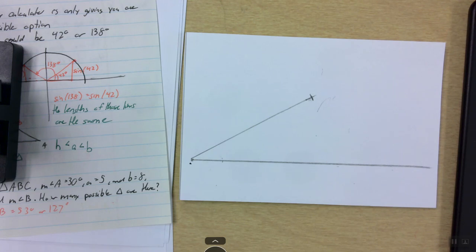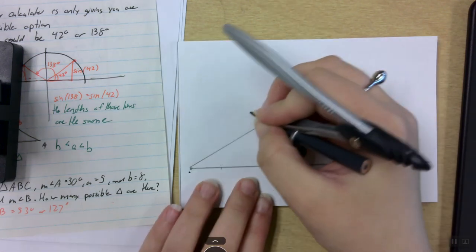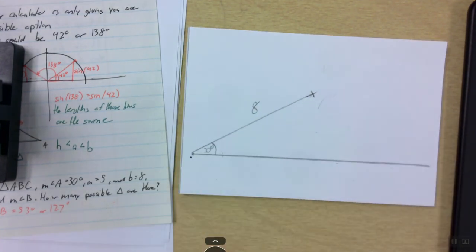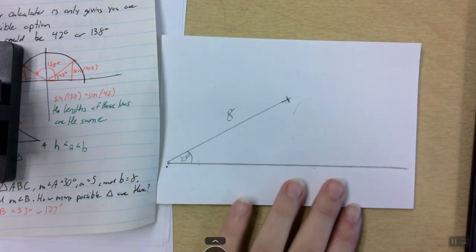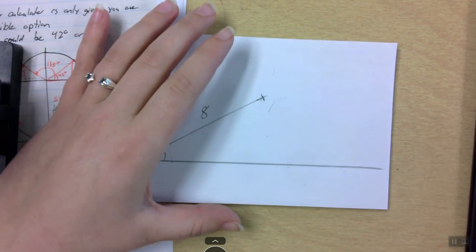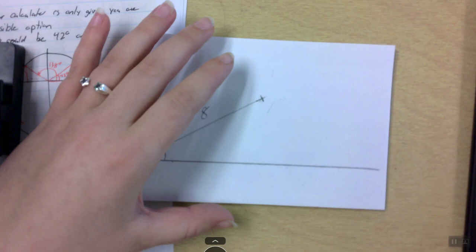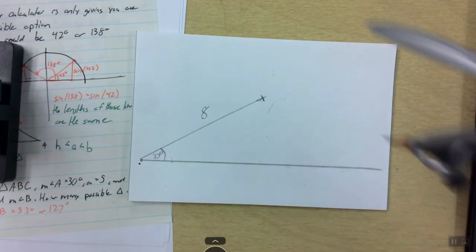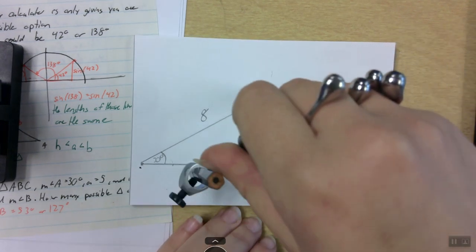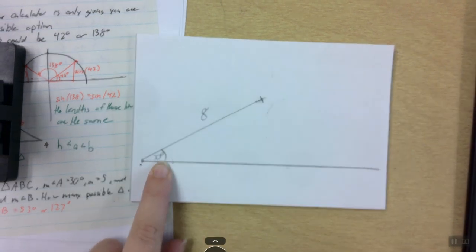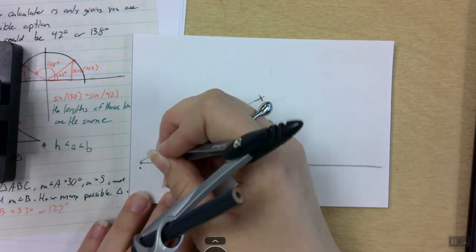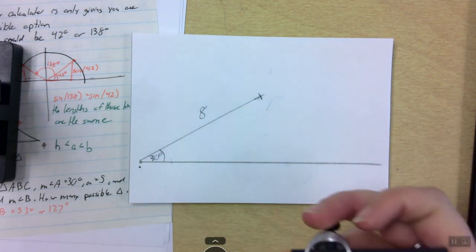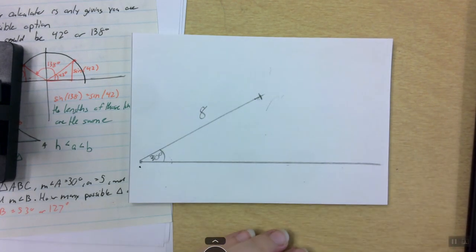This is side of 8. So this is 8 now. And this is 30 degrees. Take 6 centimeters. That's how wide this should be right now. This should be 30 degrees, and make it 8 centimeters long. Is this 6 for all of you? Hold it up.